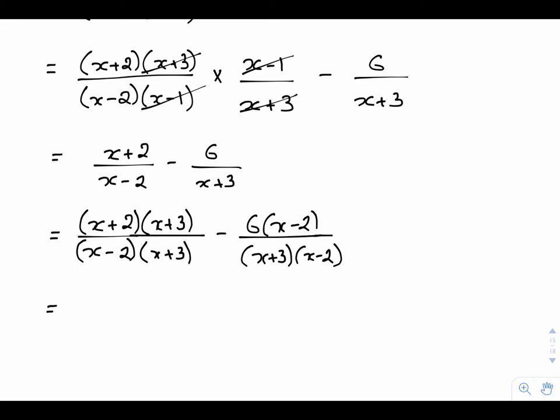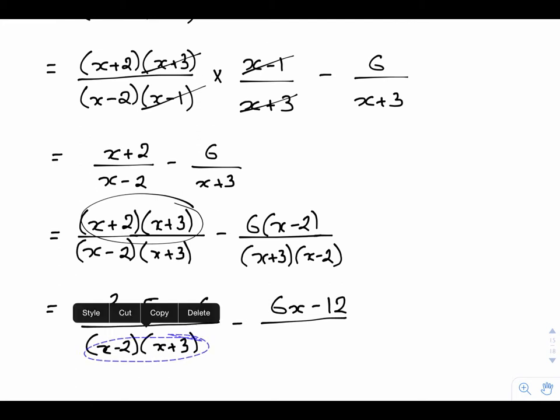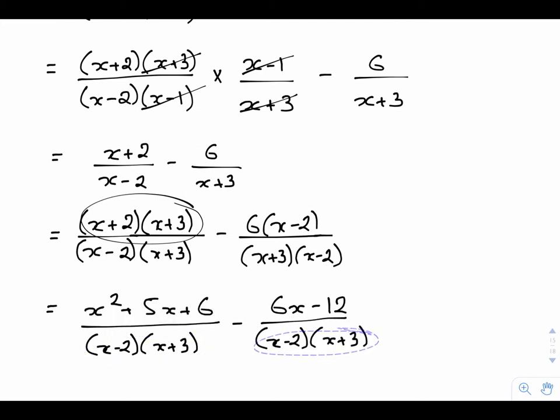So let's see what we get here. My numerator up here becomes x squared plus 5x plus 6, all over x minus 2, x plus 3, minus, this numerator is 6x, and it's minus 12. Again, if you don't know how I got that, review multiplying binomials. And the denominator is the same, so I'm just going to copy this guy and paste it here. There we go.